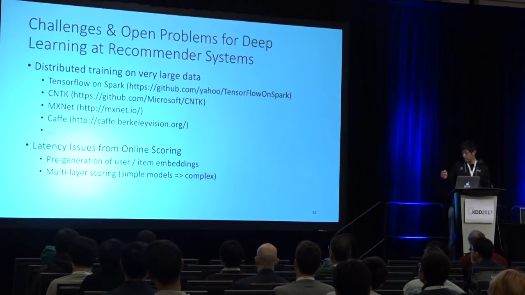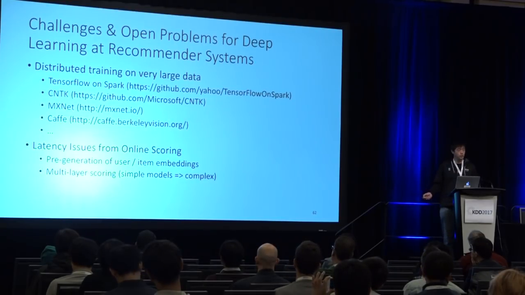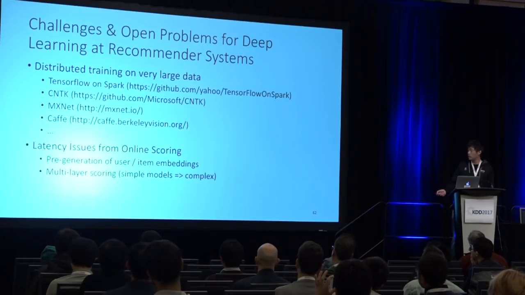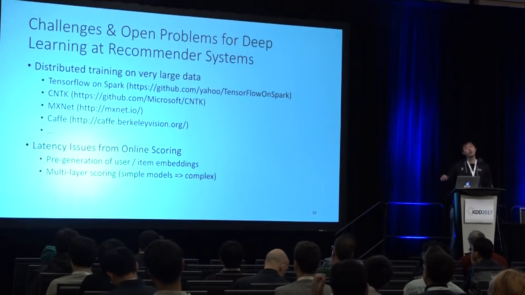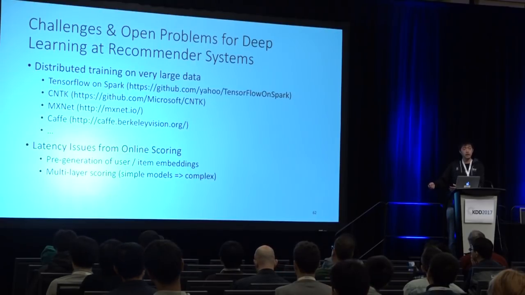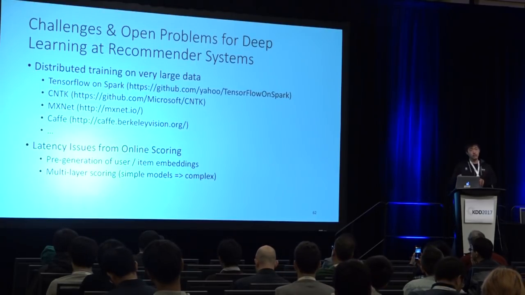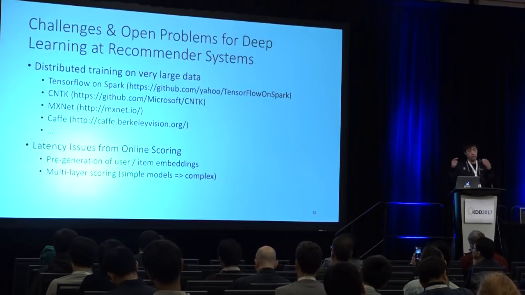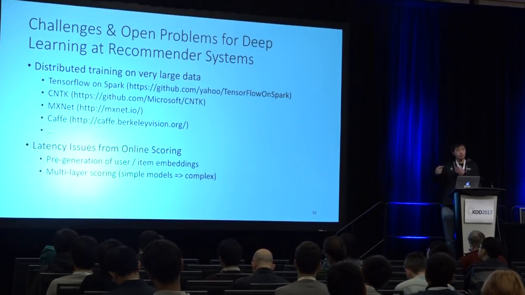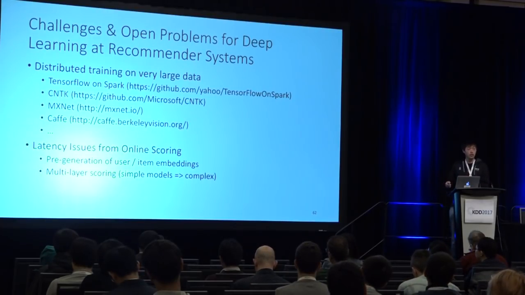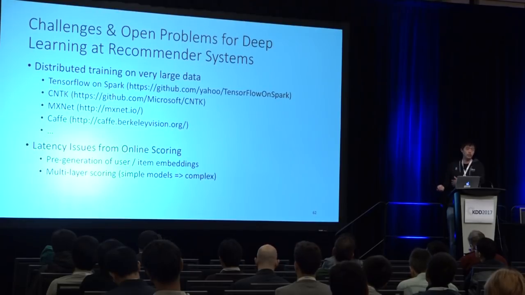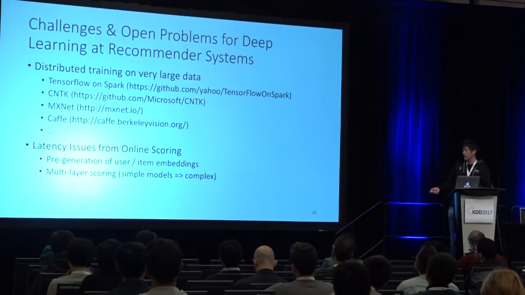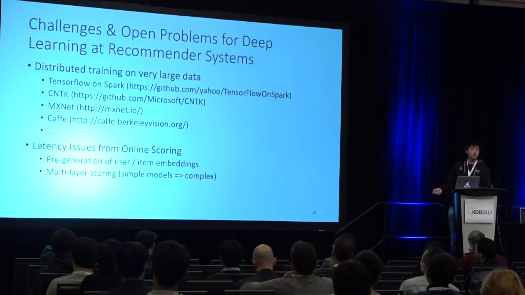The way we handle it, there are two approaches that we take in general. The first one is pre-generation of the user and item embeddings offline and pushing them online. That's the one we discussed, right? The trick is that instead of trying to score every deep learning model for every user and item online, you can choose to pre-generate. If you know the user's profile, you can pre-generate and push it to the key value store. When the user comes, you just retrieve it without computing it, right? And for the item, you can do exactly the same thing.